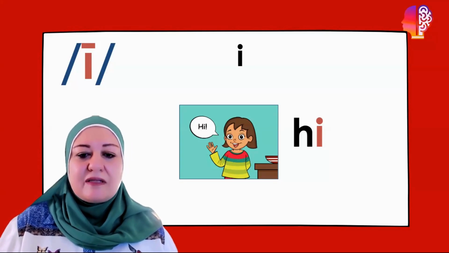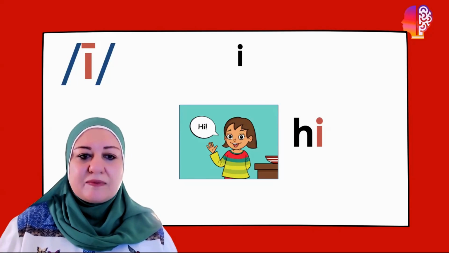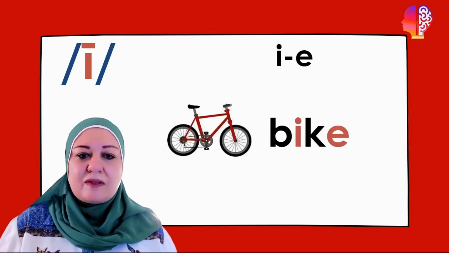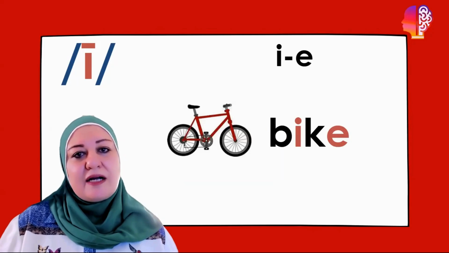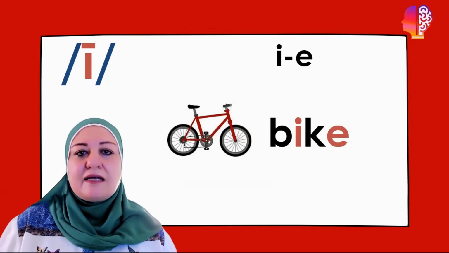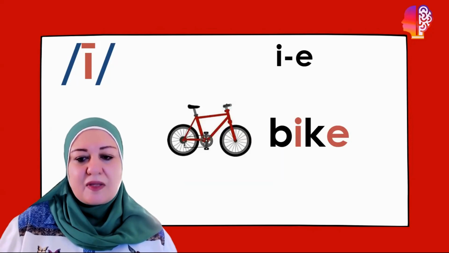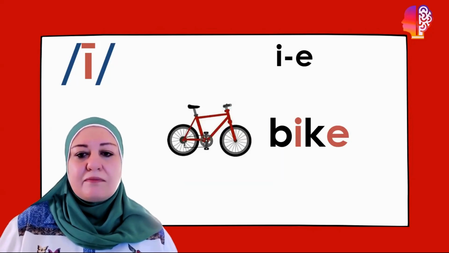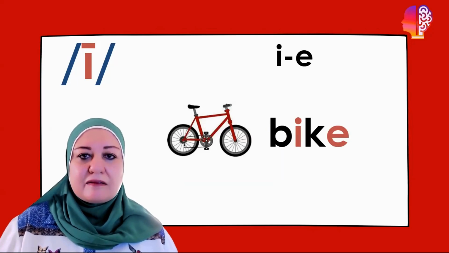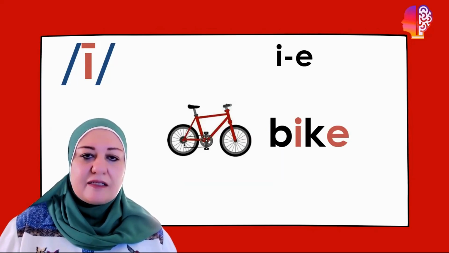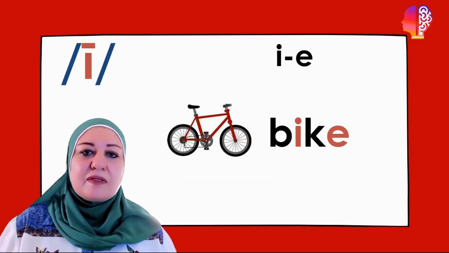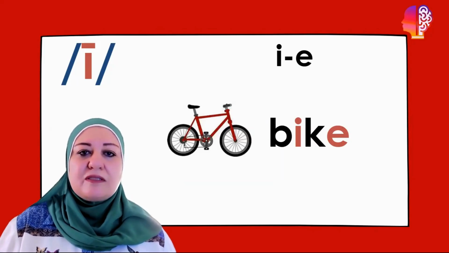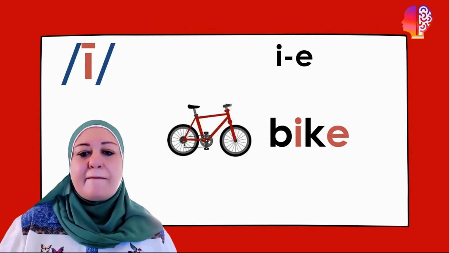So you see there, at the end of the word hi, the letter I has the long I sound. Another way we represent the long I sound is with the I and the silent E at the end, such as in the word bike. The word bike has a silent E at the end, which makes the I in the middle long. So you can hear that it says its name, bike.